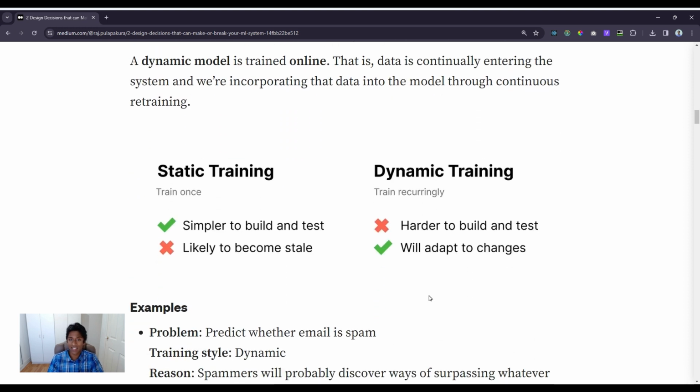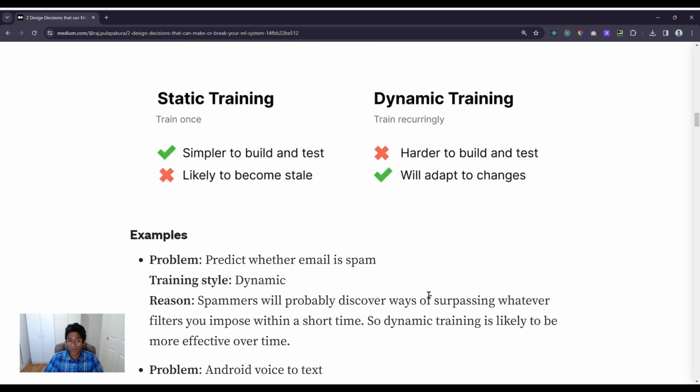Static training is simpler to test and build because you only have to do it once, but it's likely to become stale, and it probably won't adapt to changes in the environment. Dynamic training is harder to build and test, and it's also more expensive because you have to retrain the model, but it will adapt to changes.